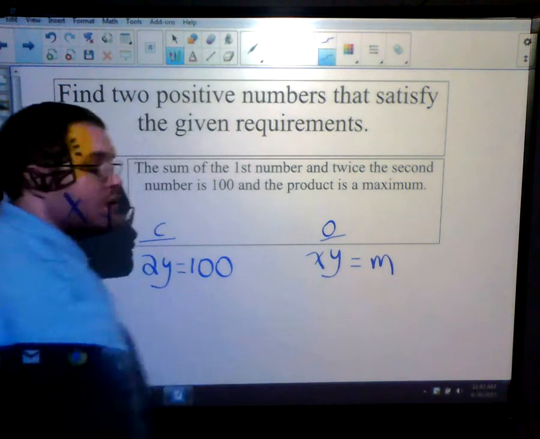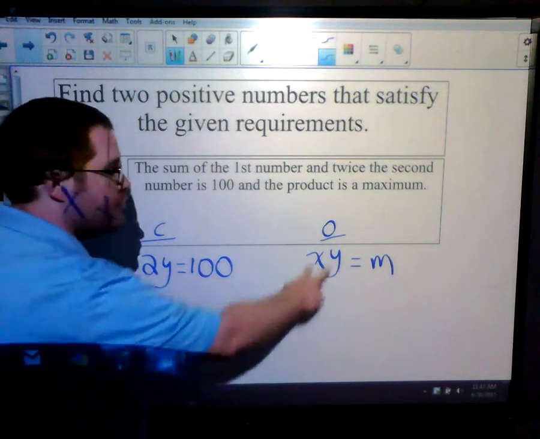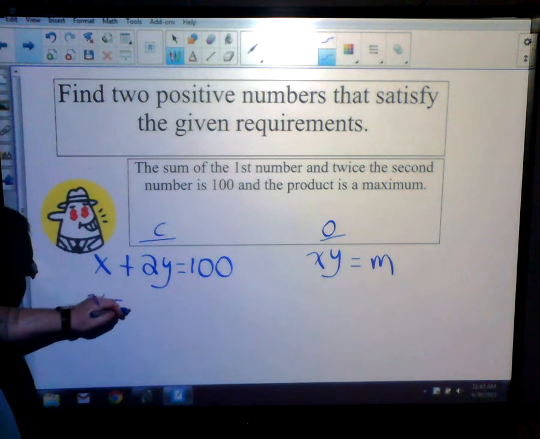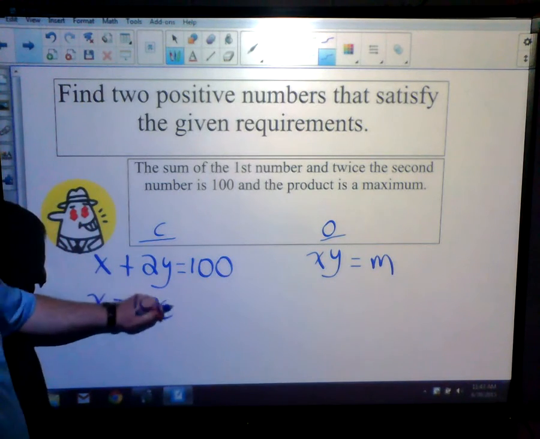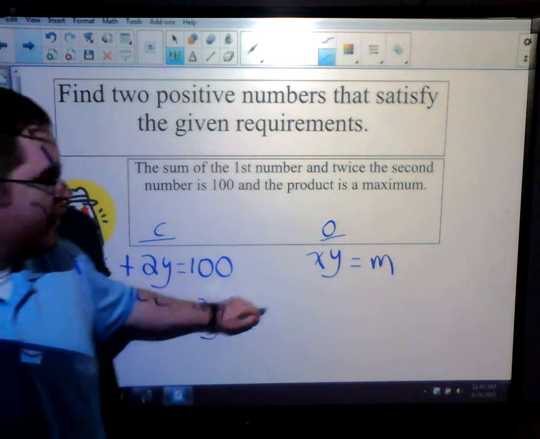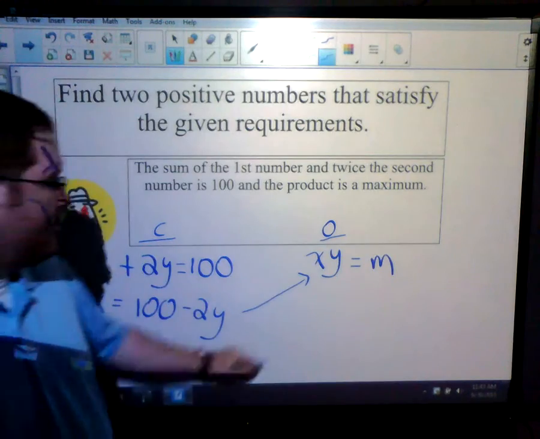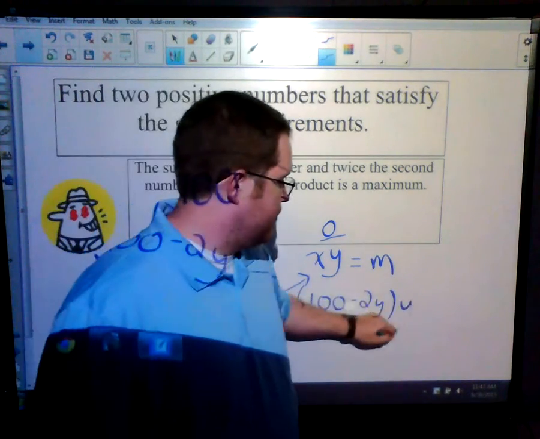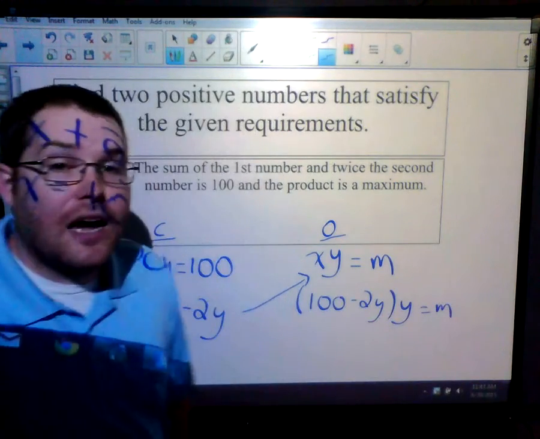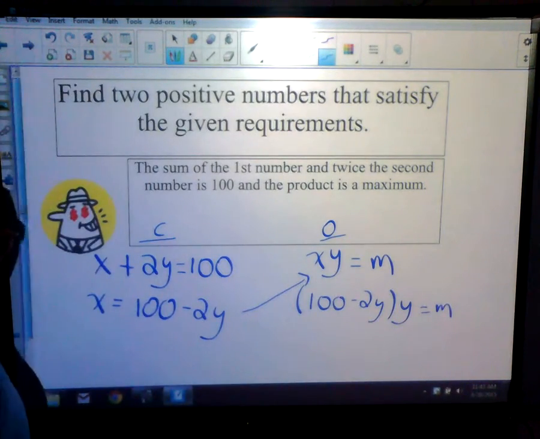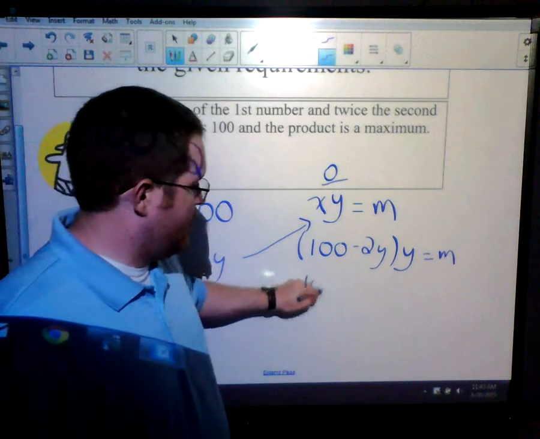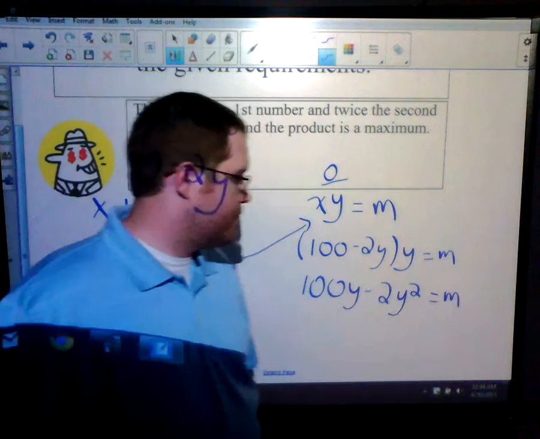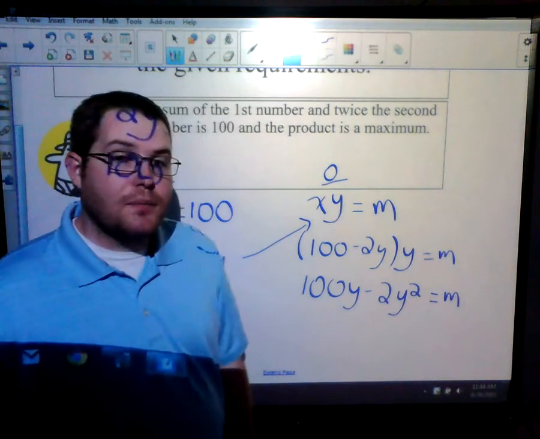Take the derivative, set it equal to 0. But I have two variables. So I come back over here, and I solve for one of the variables, and I plug it into this equation. So now I know that (100 minus 2y) times y equals M. Now I'm down to one variable. Let's clean it up a little bit. 100y minus 2y squared equals M. It's as simple as I can make it.